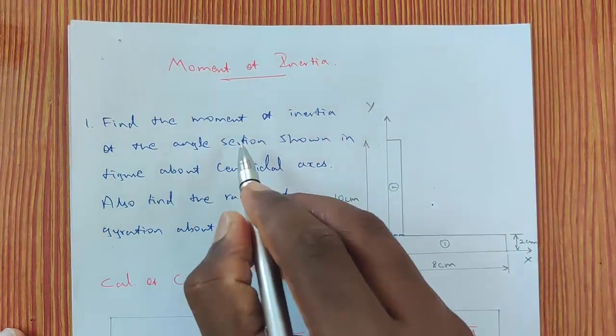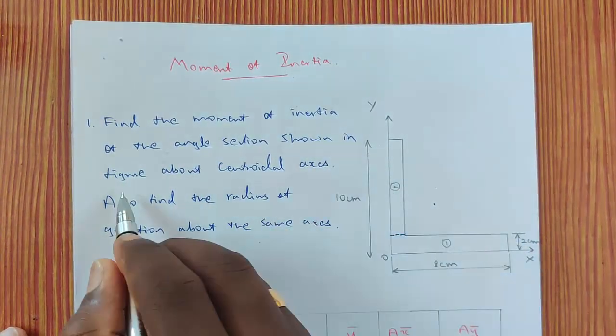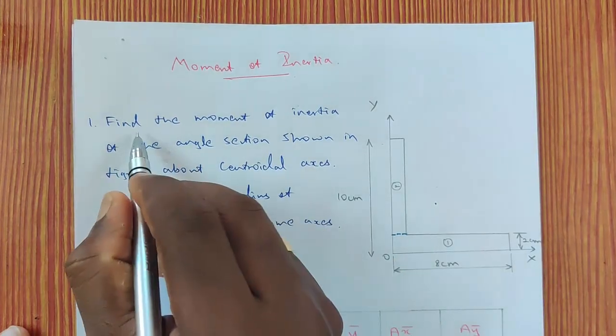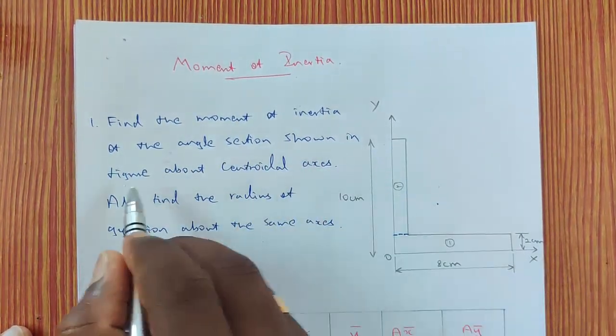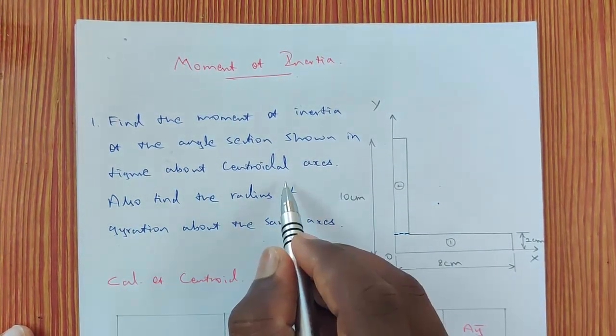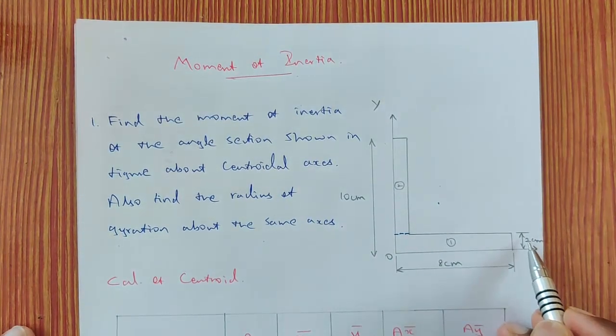Find the moment of inertia of the angle section shown in figure about the centroidal axis. This L section is given.